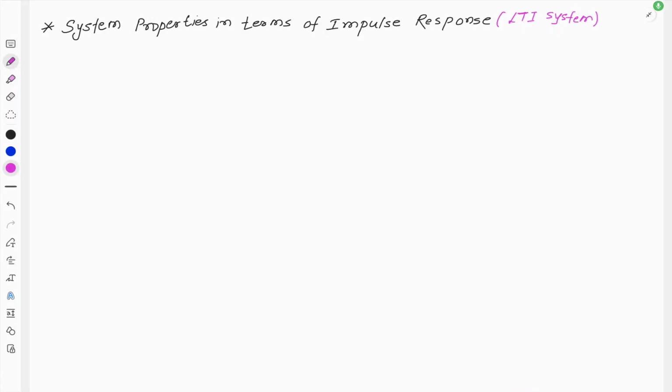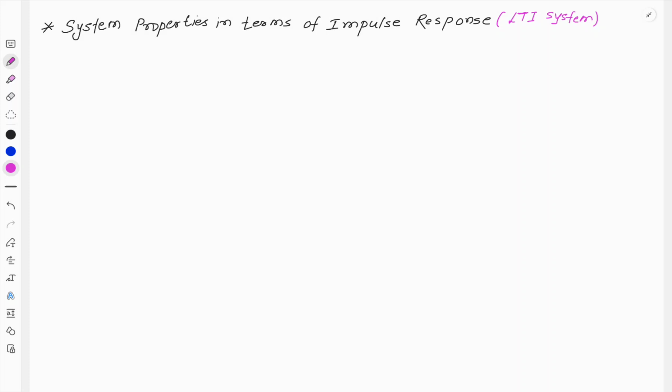Hello friends, in this video we are going to study system properties in terms of impulse response for an LTI system. This system is already linear and time invariant, and now we are going to study the different properties and classify the system as static, dynamic, causal, non-causal, stable, unstable, invertible and non-invertible based on the impulse response of the system. So let's begin with the first property.